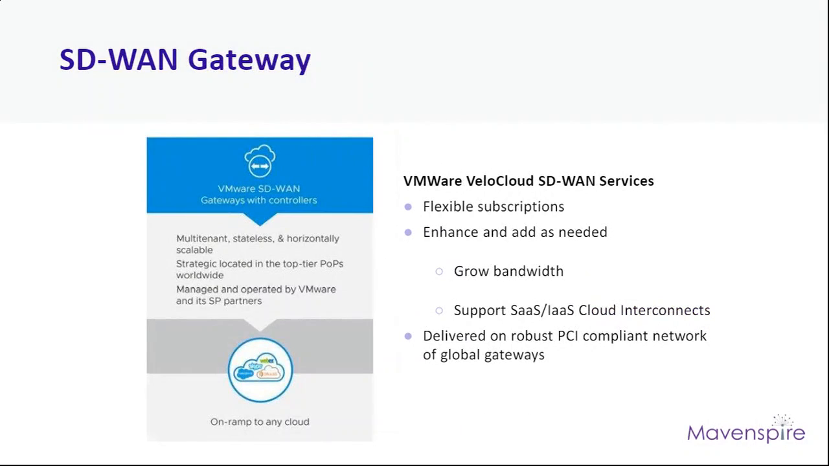The second piece is the gateway. These gateway services are POPs that exist worldwide. VMware and VeloCloud have worked very closely. VMware and VeloCloud have vetted a lot of these partners that are providing these gateways, so they're providing robust, reliable POP gateways. This is what is used to interconnect some of these public cloud offerings, the IaaS, the SaaS that we described before.